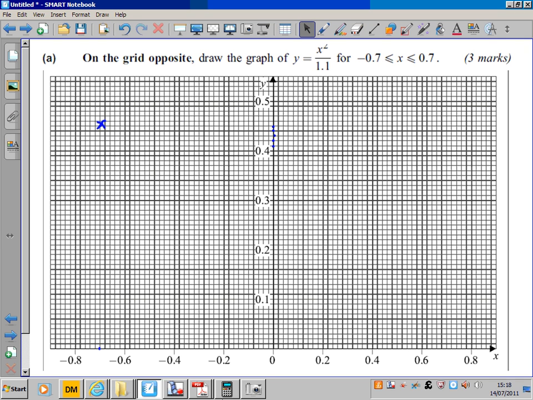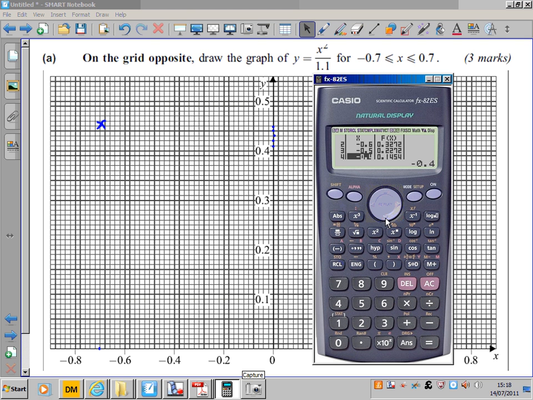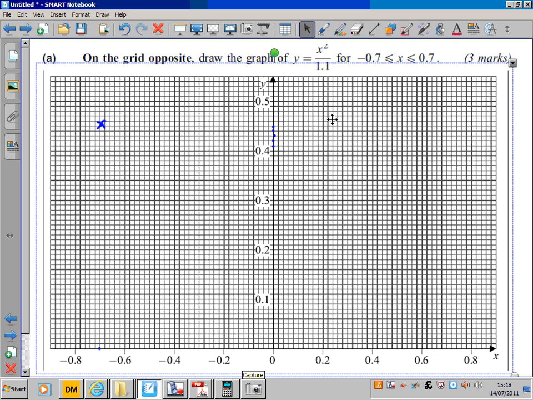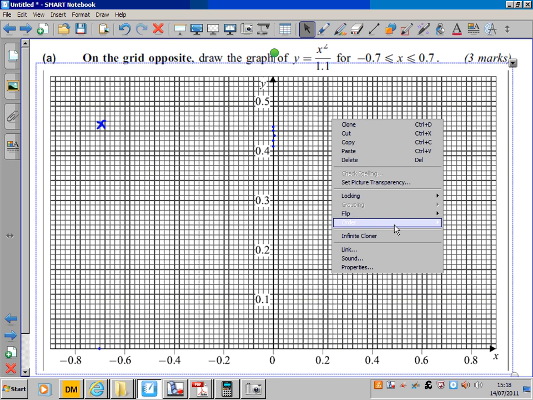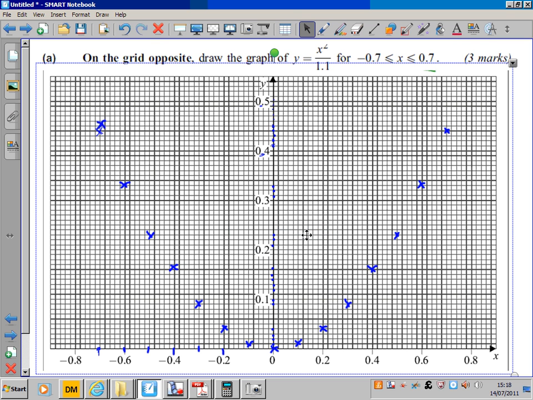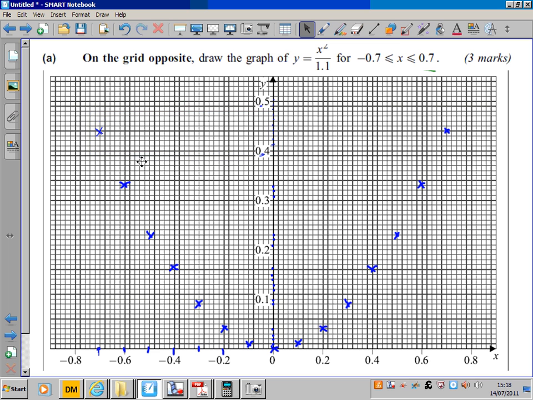Okay, then from my table, remembering to scroll down to get all of the different values, I just then need to plot all the points on, which by the magic of technology, I can do like so. There we go, there's all my points. That one there is in the wrong place. Okay, so I've got my points plotted now.